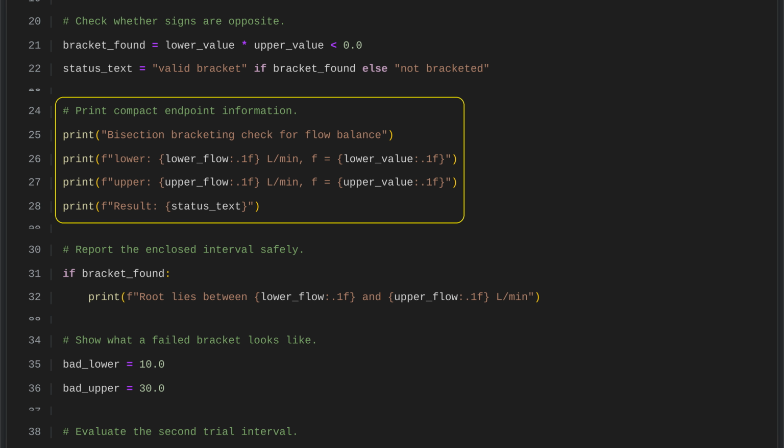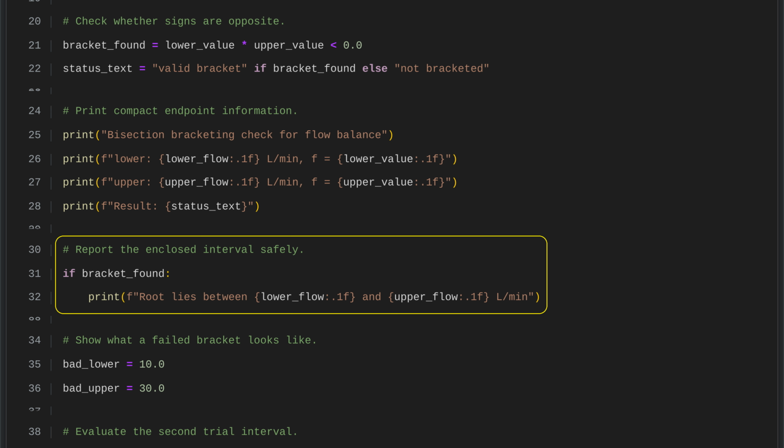It shows the lower and upper flow rates with their function values, then states whether the endpoint signs make the interval valid for bisection. The code first checks whether a valid bracket has been found, meaning the root is between the lower and upper flow rates. If so, it reports that interval, confirming that the bisection method can be used to locate the root.